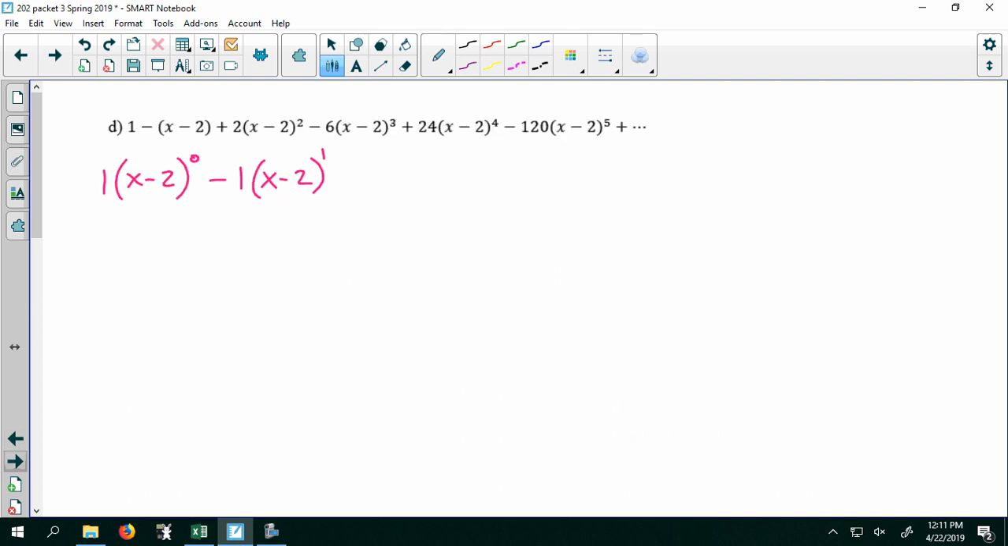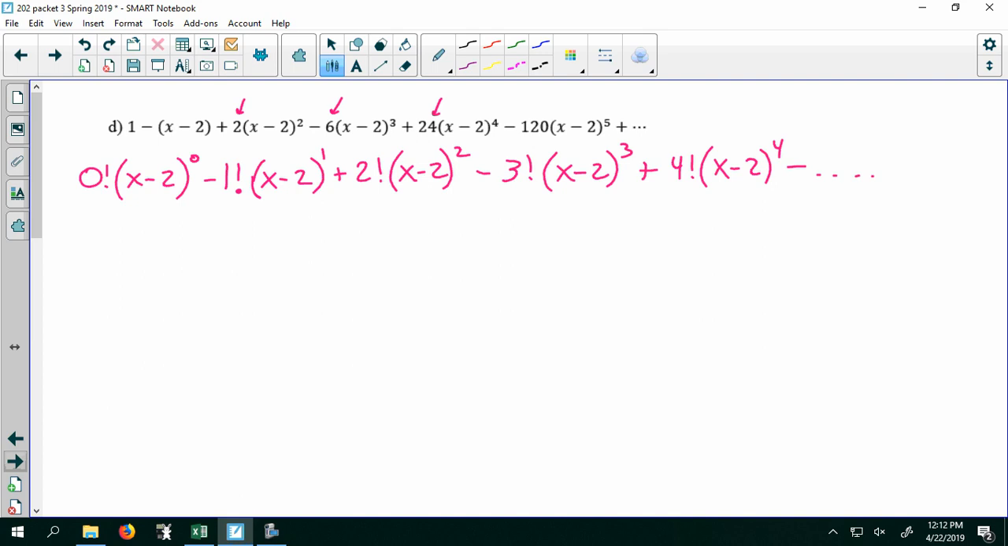Those are factorials. So instead of writing this first one as a 1, I think I'm going to write it as a 0 factorial. And then this next one I'll write as 1 factorial. And then this 2 I'm going to write as 2 factorial times x minus 2 squared. And then that 6 I'll write as 3 factorial. And then 24 is 4 factorial. So that's 4 factorial times x minus 2 to the 4th, etc.